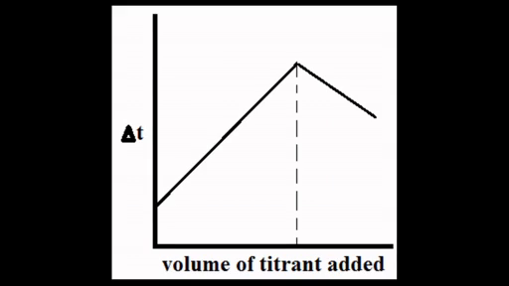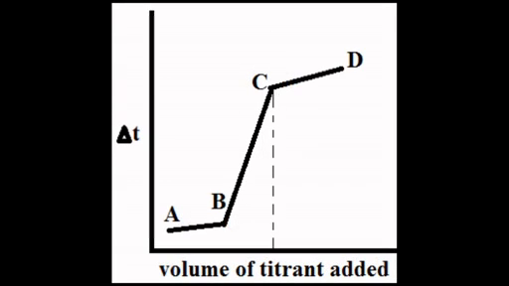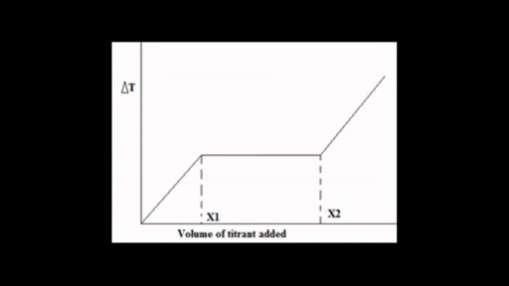In the next point we discuss the applications of the thermometric titration method. These are different applications. The first graph is for acid base titration, weak acid with strong base. The second one is for complexometric titration. The third one is an example of strong acid strong base titration. And the fourth one is the reaction of zinc with sodium tartarate. Now we discuss all these points in detail.